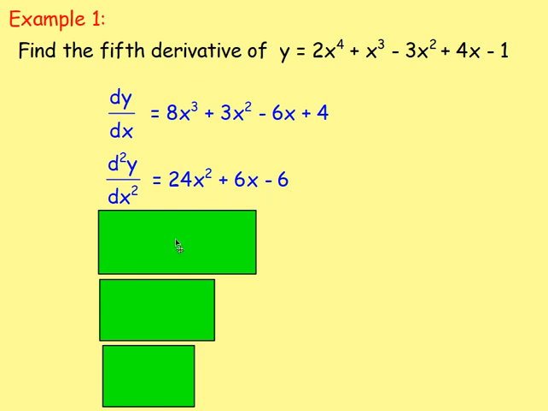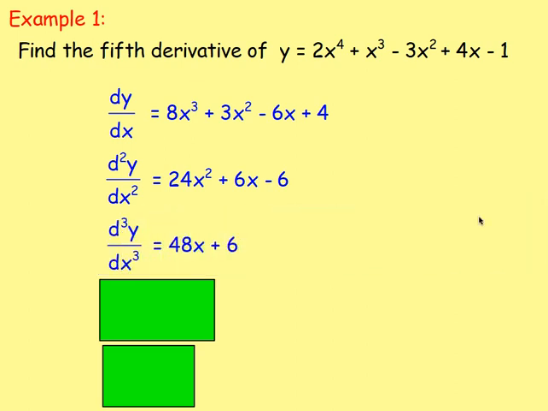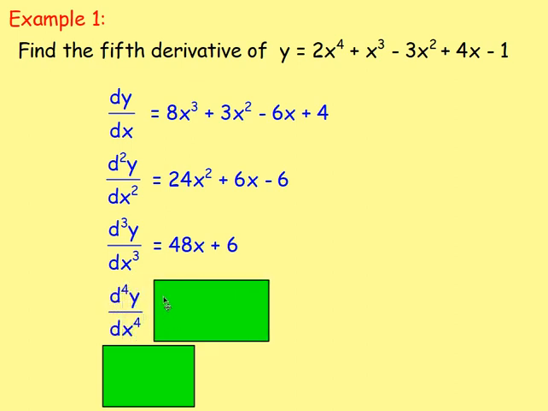Working out the third derivative then, Marta, what would that be? Yeah, you'd have d3y by dx cubed, and once again, bring the power down, take one off the power, right the way along, and you'd get 48x plus 6. Working out the fourth derivative, that would be just differentiating the third derivative. So you'd have d4y by dx to the power of 4, and differentiating 48x plus 6 gives you just 48.